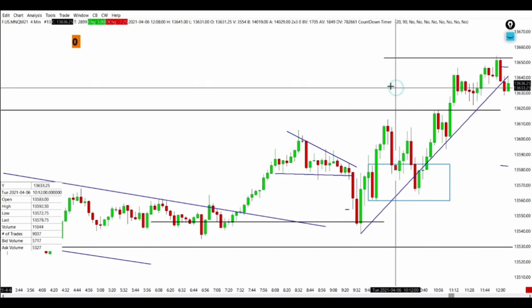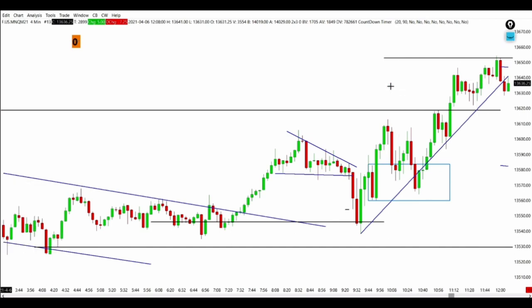All right, so that's how you play those traps in the morning. You can wait for it to hit some type of 60-minute support or resistance level, and then you can go from there.